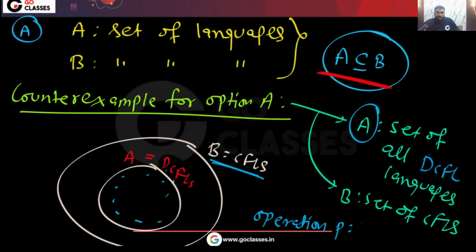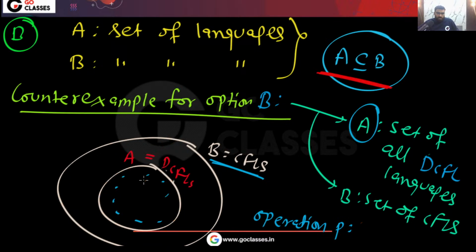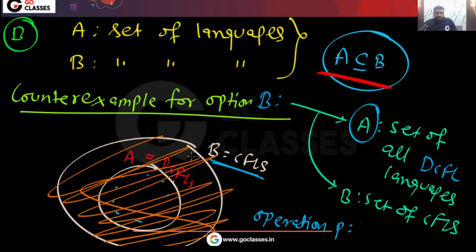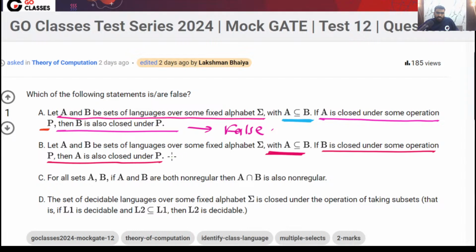What is the counter example for option B? Which operation should I take? Give me some operation under which CFLs are closed but DCFLs are not closed. Set B is closed under this operation, but set A is not. For example, you can consider the union operation. So this statement is also false.